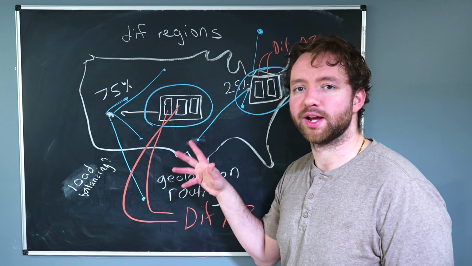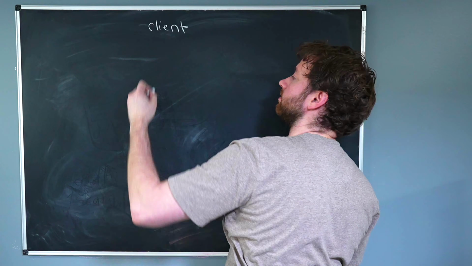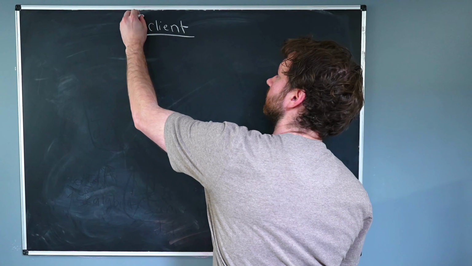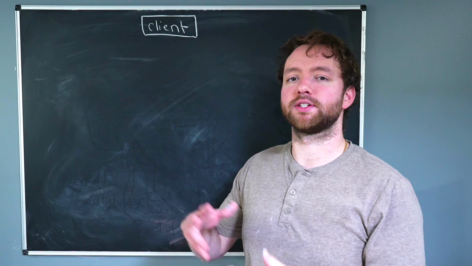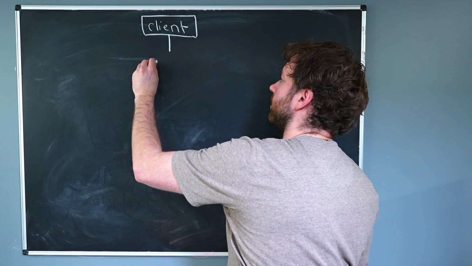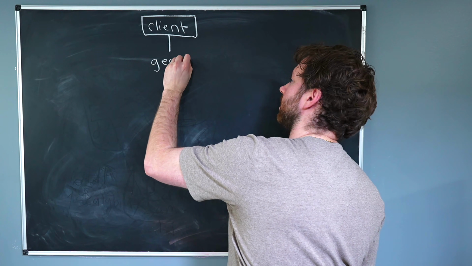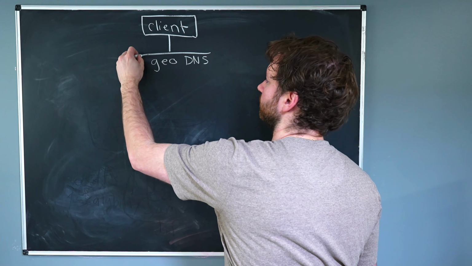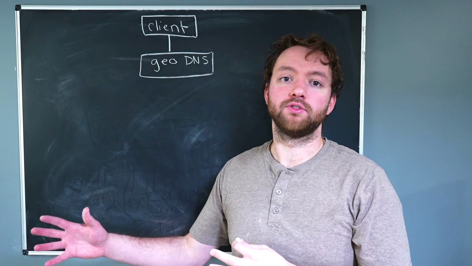So take a mental snapshot. Remember how beautiful my US drawing is. So let's make a little diagram showing the flow of a request. We have the client making a request. I'm imagining this to be a web page requesting data from an API. This is going to use some kind of geolocation-based DNS.